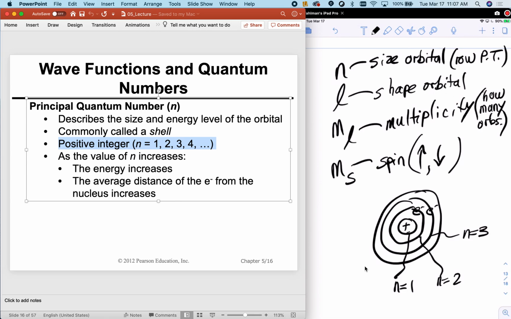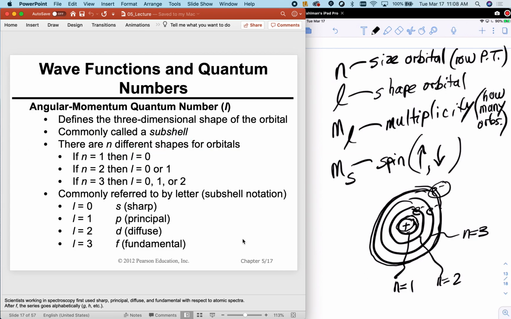So notice, n equals 1 is very close to the nucleus, and then n equals 3 is getting farther away. So it is easier to remove an electron from an n equals 3 level than it is from n equals 1.